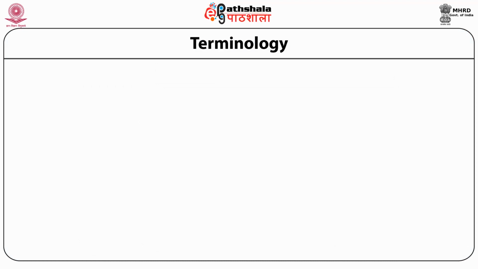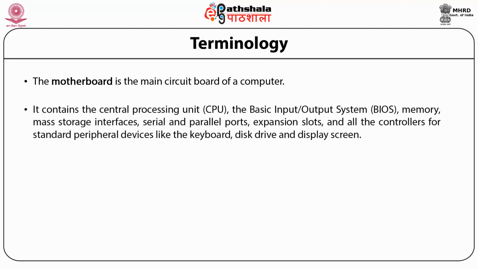Let us understand terminology used in computer hardware and software. Motherboard. The motherboard is the main circuit board of the computer. It contains the central processing unit, CPU, and basic input-output system, BIOS, memory, mass storage interfaces, serial and parallel ports, expansion slots, and all the controllers for standard peripheral devices like the keyboard, disk drive, and display screen.